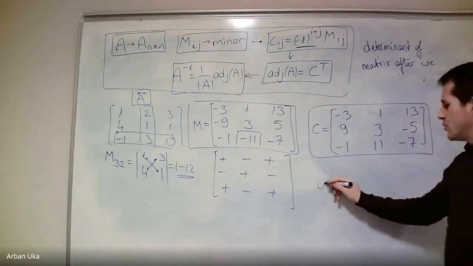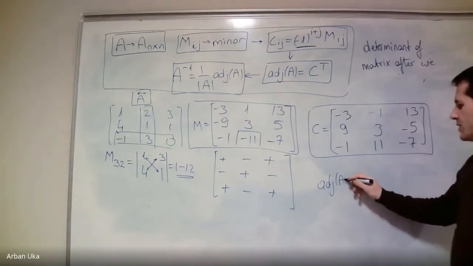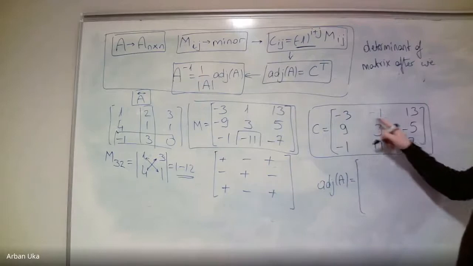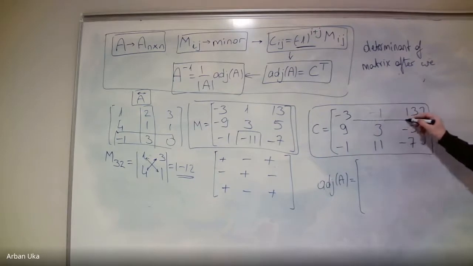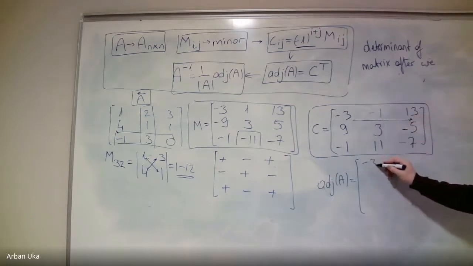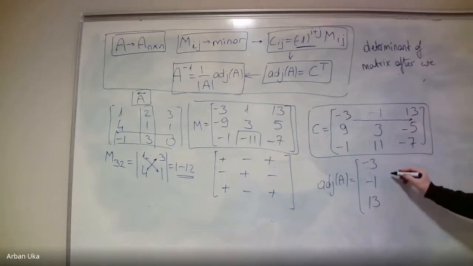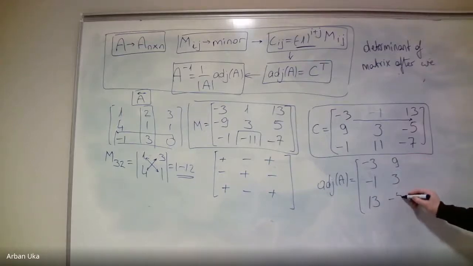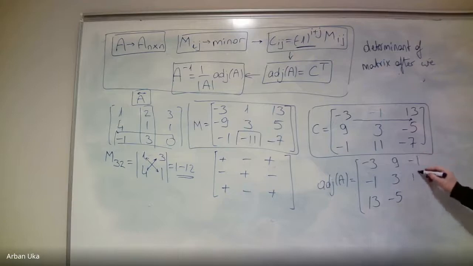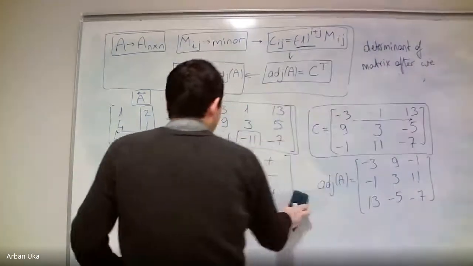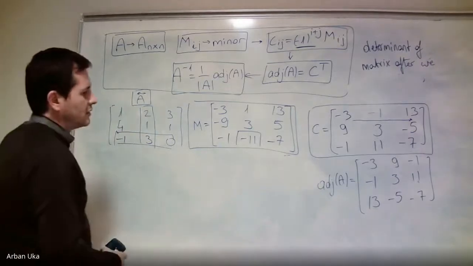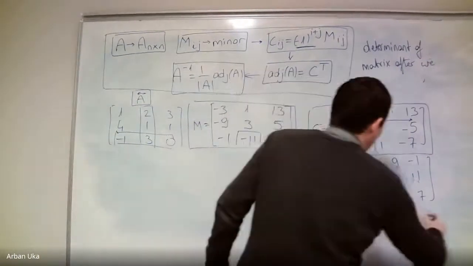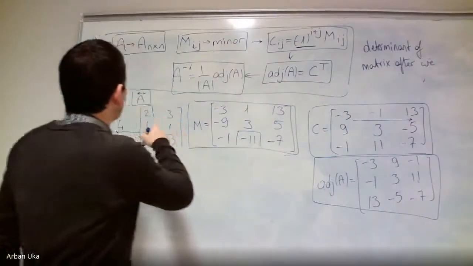Then we find the adjoint of A. What is the adjoint of A? This is the transpose of this matrix. The transpose is defined as, we look at the first row, okay, and we make it a column. This becomes minus 3, minus 1, 13, and here we have 9, 3, minus 5, and here we get minus 1, 11, minus 7. Okay? So now that we found the adjoint, what is left? What is left is that we have to divide this adjoint with the determinant. What is the determinant of this matrix A here?